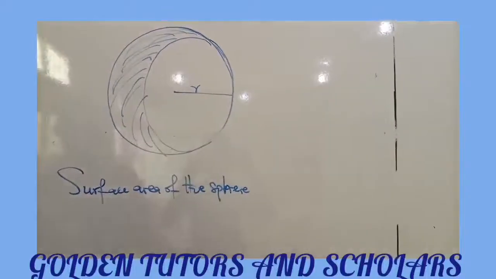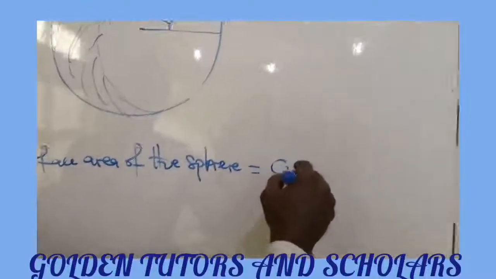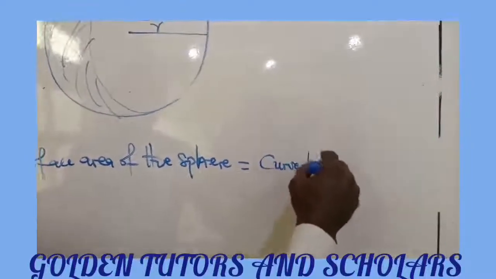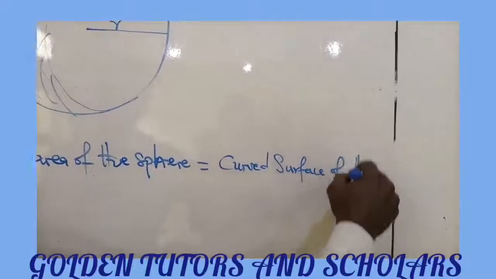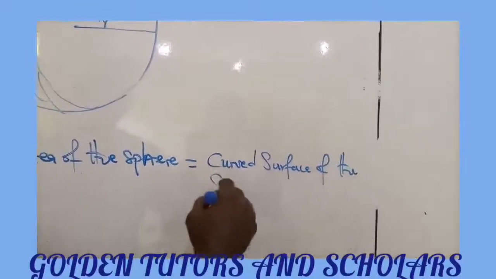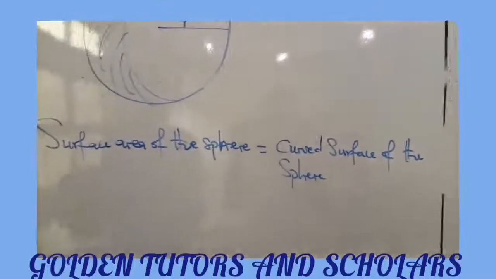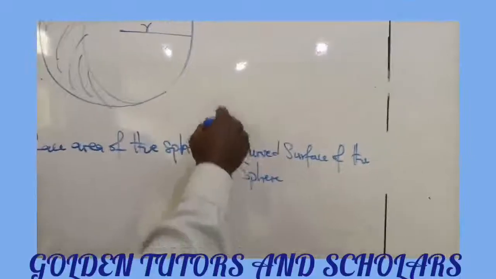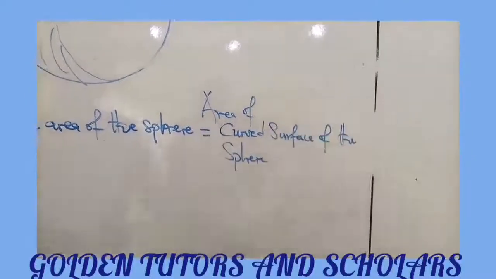The surface area of the sphere is equal to the curved surface area of the sphere. All right, it is the area of the curved surface of the sphere.